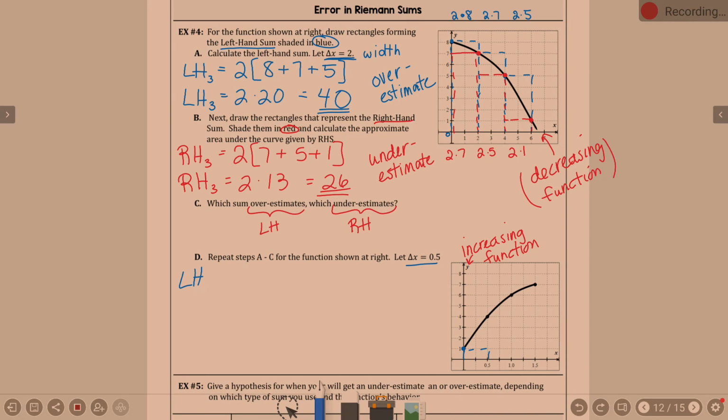0.5 to 1. How tall is that one going to be if we're talking left hand? It's going to go up to 4, isn't it? So you're catching on maybe? 1 to 1.5. How tall is that one going to be? 6. Okay. So this was 3 intervals again. What is my width each time? 0.5. What are my heights? 1 plus 4 plus 6. So what does that make my left-hand sum? Half of 11, which is 5.5. And is that an under or overestimate? Based on how I drew my rectangles, it is an underestimate. It didn't ask, but I guess it did.